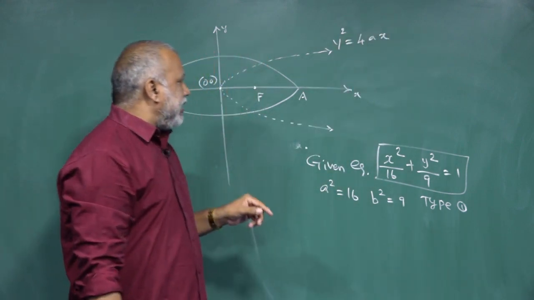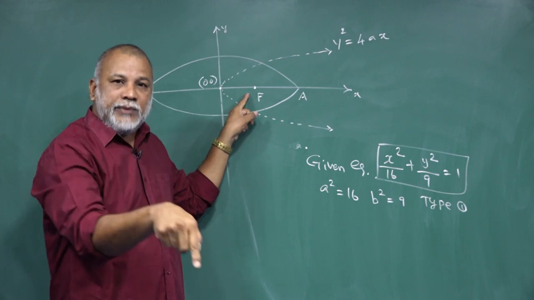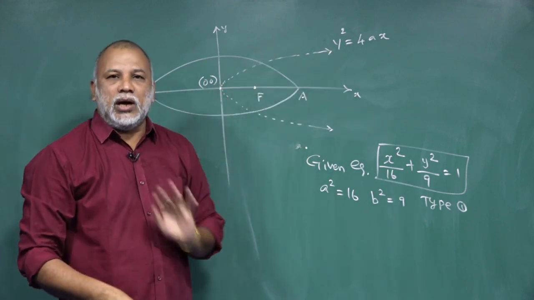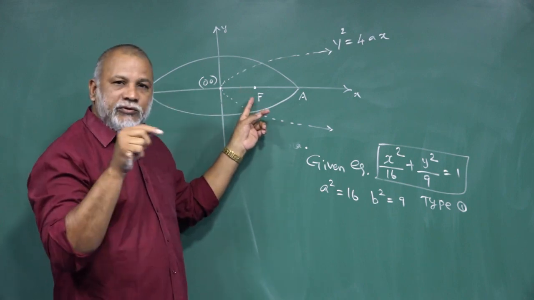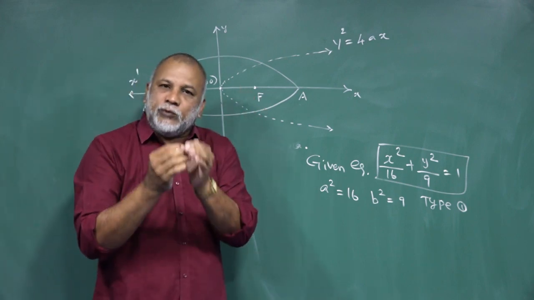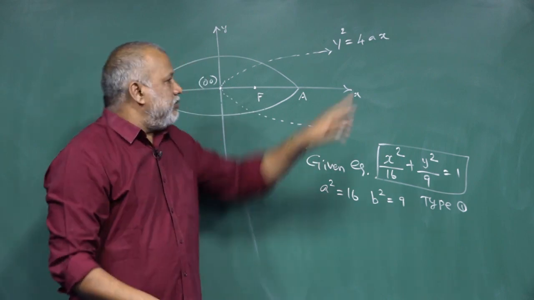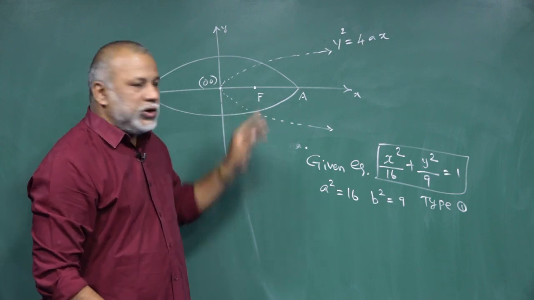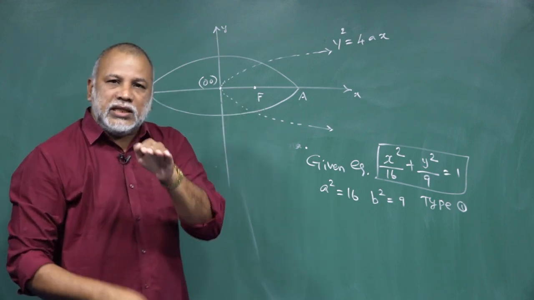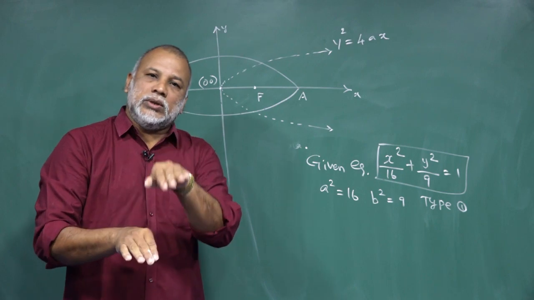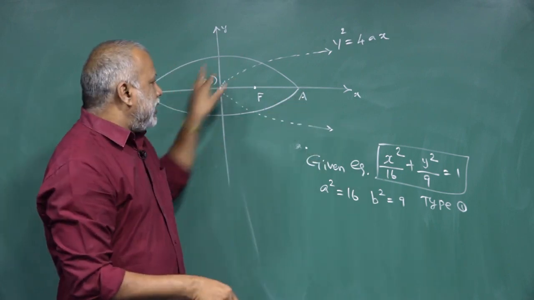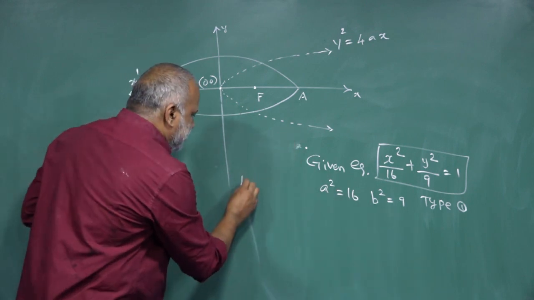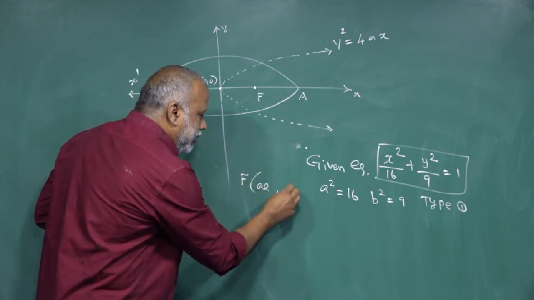And the given data is that the focus of the ellipse is common with the focus of the parabola. So we have to find the focus of the ellipse. That focus is also the focus of the parabola. So we need F. We are going to find out F. F means focus. This focus is common to the parabola and also for the ellipse. See here, F. What is the value of F? F is ae comma 0.